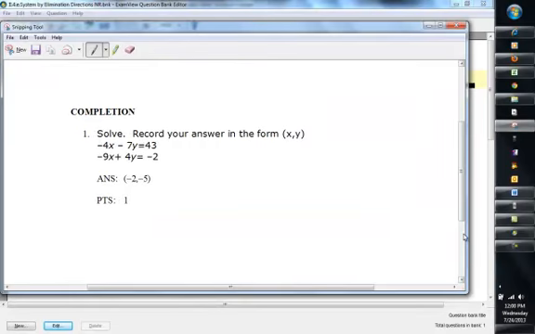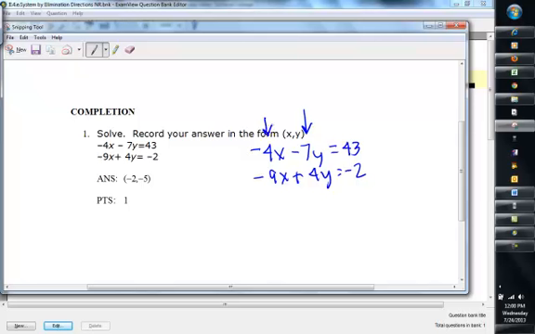Solve this using elimination. So we've got negative 4x minus 7y equals 43. Negative 9x plus 4y equals negative 2. You can either eliminate these coefficients or these coefficients. 4 times 9 or 4 times 7, which one's easier? You know what? They're both about the same to me.